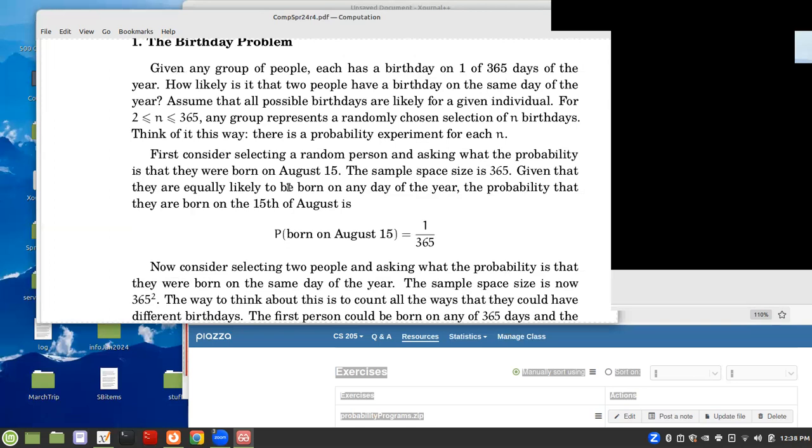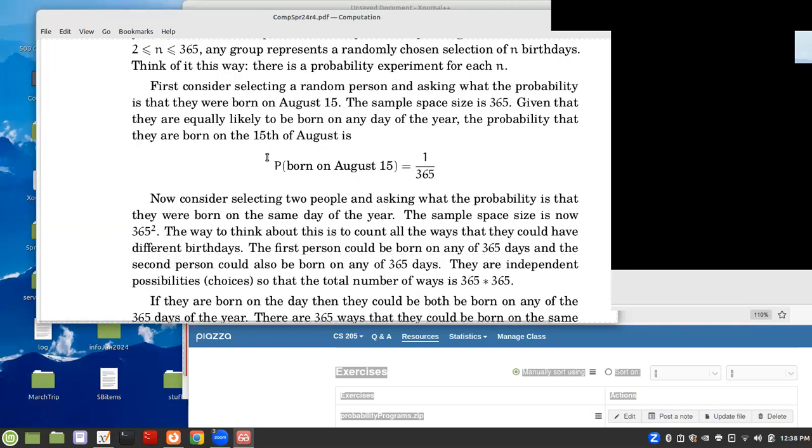Well, then you could ask the same question. How many Martians do you need to have the probability be 50% that 2 Martians have the same birthday? Or you could deal with people and ask, what is the probability that 2 people were born in the same month, or born on the same day of the week? If you understand how this problem works, you can solve those problems.